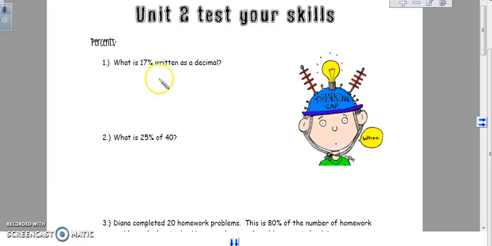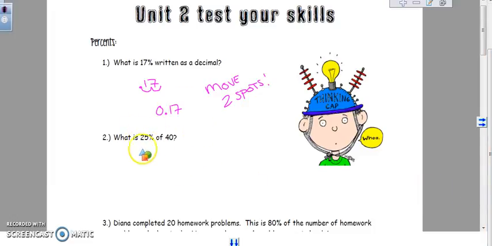What is 17% written as a decimal? Remember, we always take percentages and move the decimal over 2 spots. So 1, 2. So my answer is 0.17. Move 2 spots always. Okay, what is 25% of 40?